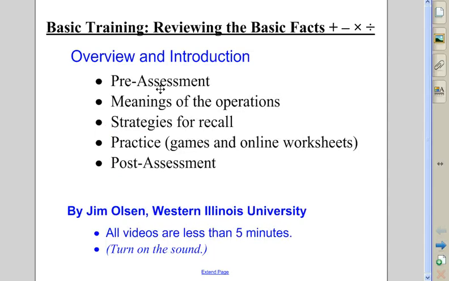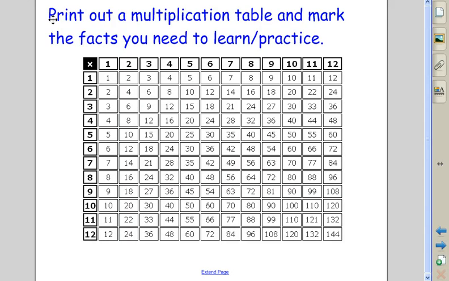So the first step is to do a pre-assessment. Then you want to take your multiplication table or your addition table that you have printed out and mark the facts that you need to practice. For example, maybe we need to work on the 8 facts from 8 times 6 through 8 times 12. So we would highlight those. And then as we're learning them, we'll check them off.